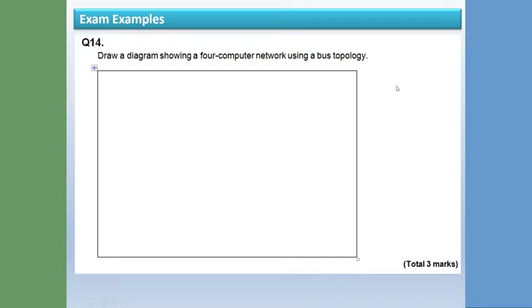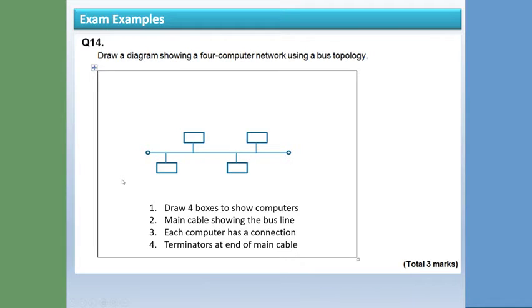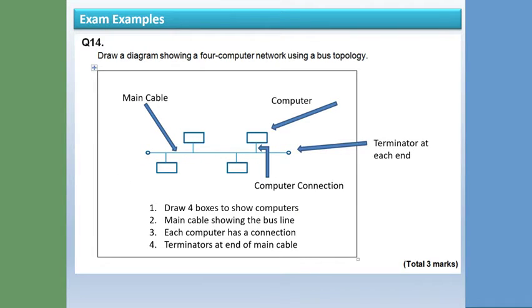Skip past those. So some exam questions. Draw a diagram showing a 4-computer network using a bus topology. Well, draw the line in for our bus. We have 4 computers because it states 4 computers. We put our terminators on the end, okay, and label them. You must label your diagrams to clearly indicate what it is you have drawn. Okay, so main bus cable, computers, computer connection, terminators at the end.